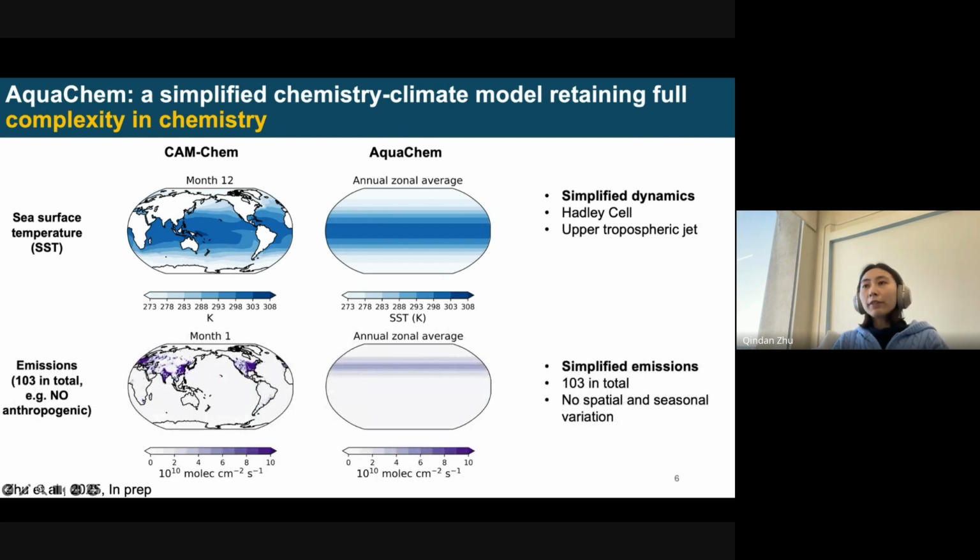In addition to that, we'll also further simplify the emissions. Across all of these 103 emission inputs, we calculate the annual zonal averages of the emission and remove the spatial and the seasonal variation within the emission inputs. So with the simplification in both the climate dynamics and the emissions, a good side effect of this AquaChem is that it substantially reduces the dimensionality and the computational cost through shorter integration time, because of this lower dimensionality in both climate dynamics as well as the emissions. So this is the configuration of the AquaChem.